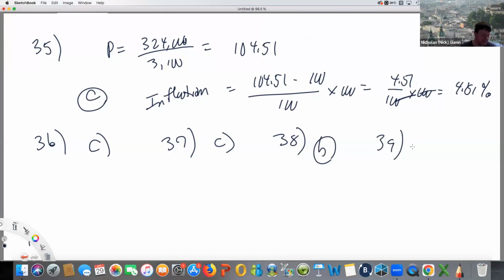Copper is an example of a non-renewable resource. Okay, it's not renewable like wind or water or something like that. It's a non-renewable resource. 40, our last problem.